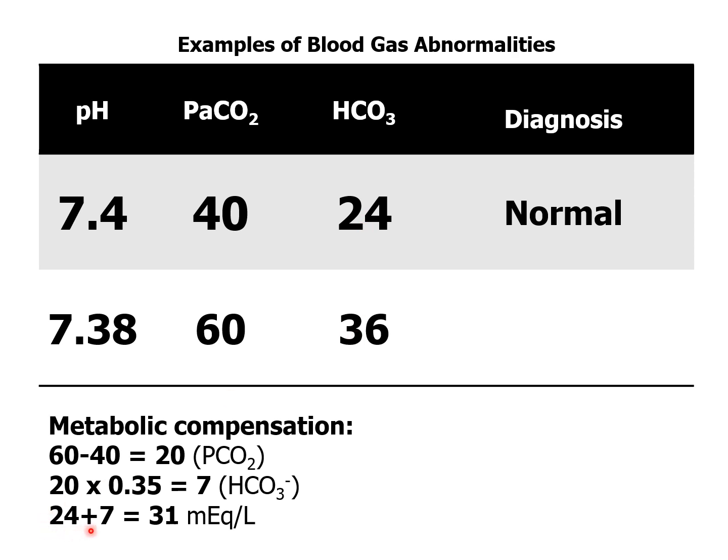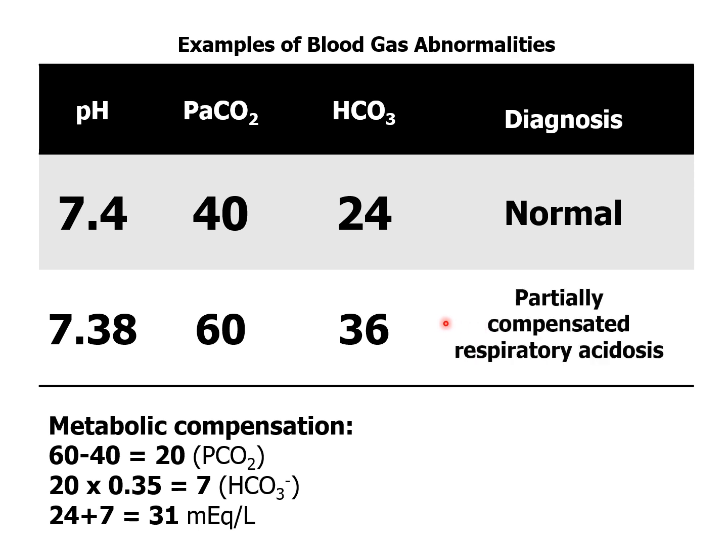So 24 plus 7 should be 31 milliequivalent per liter. But in this case, it is 36. So it goes beyond our expected value, which is 31. So this particular type of example is an example of a partially compensated respiratory acidosis.